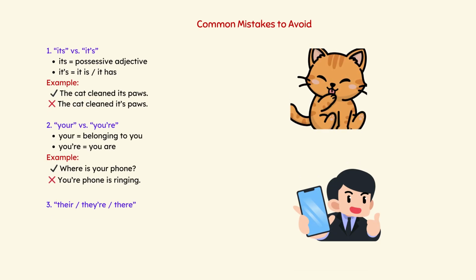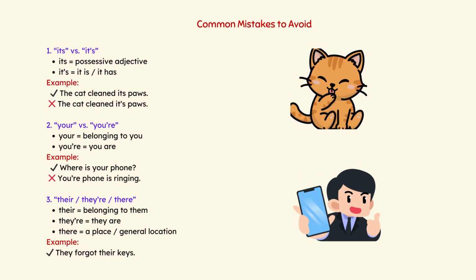Now, let's look at some common mistakes to avoid. First, its and it's. Its is a possessive adjective. It's means it is or it has. For example, the cat cleaned its paws. Correct. The cat cleaned it's paws. Incorrect.